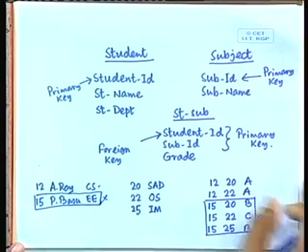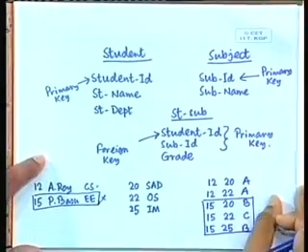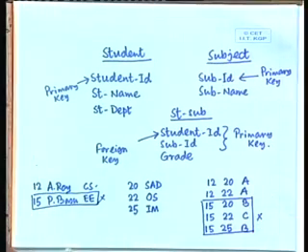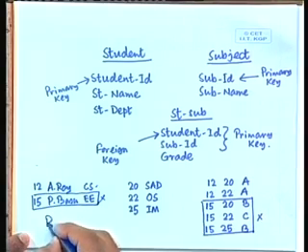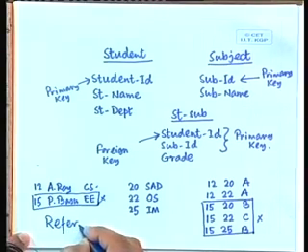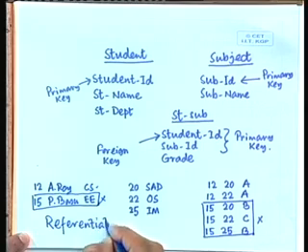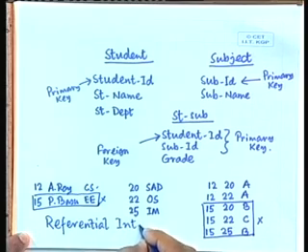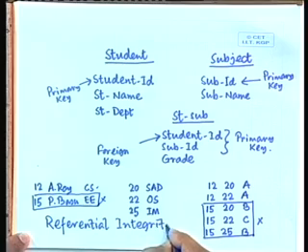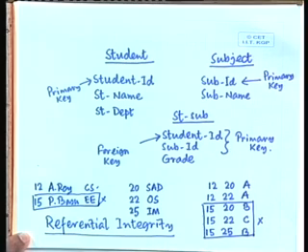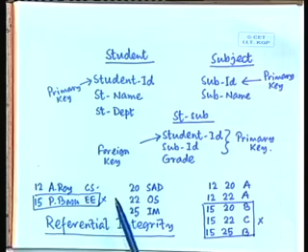So, this is known as referential integrity. I will just write it. Referential integrity, that means that if a particular record is deleted on the basis of its primary key, that record should also be deleted where it is a foreign key.